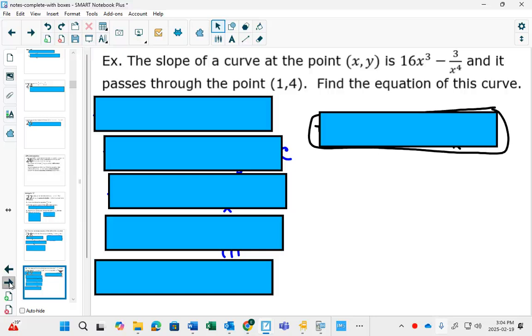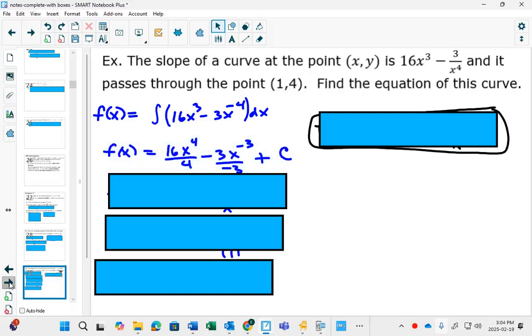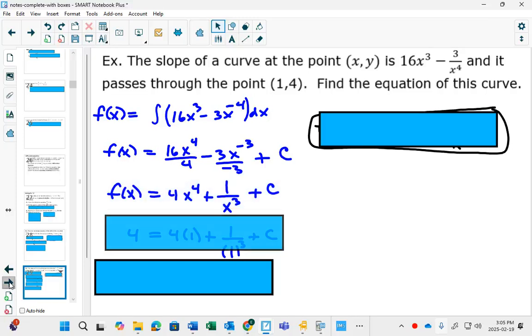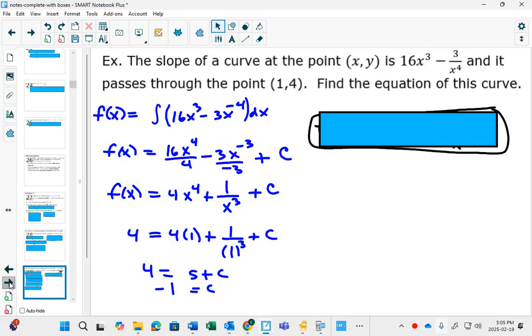Okay, once you recognize that, hey, this is a derivative, it goes through this point, so I can find the integral to find the function. It'll have a plus c. Plug in my point, 1 for x, 4 for y, and solve for c. And then I can write my final equation.